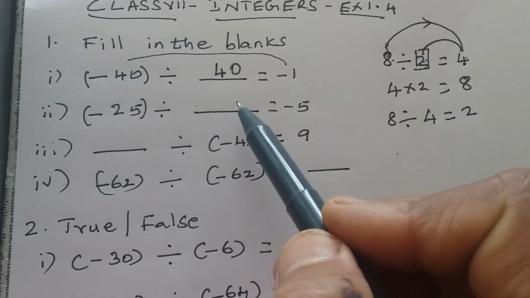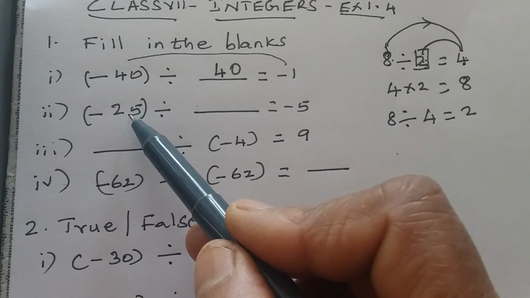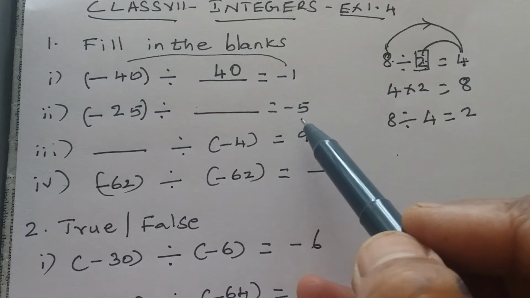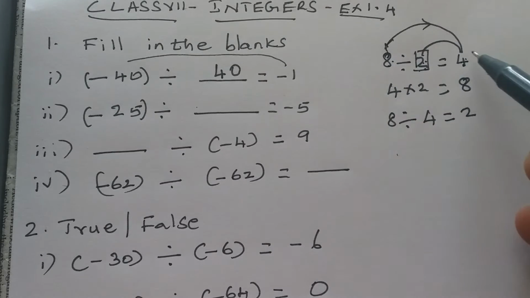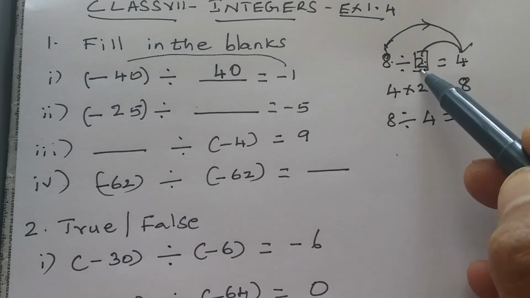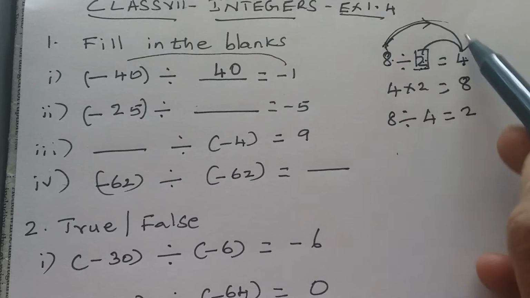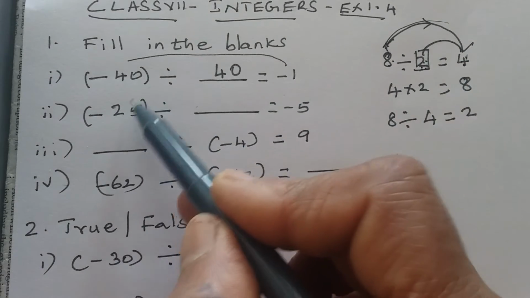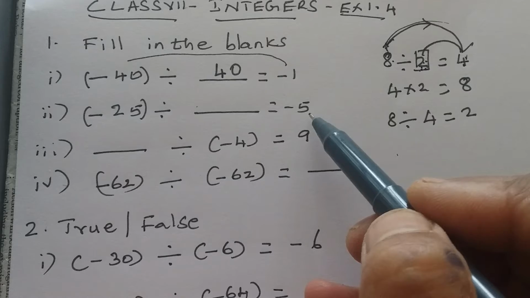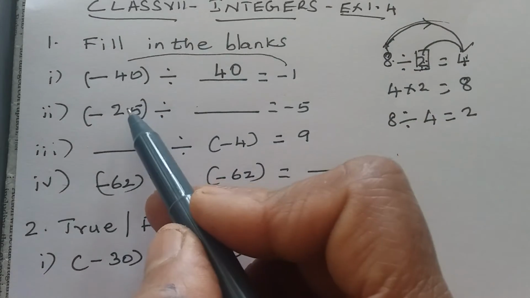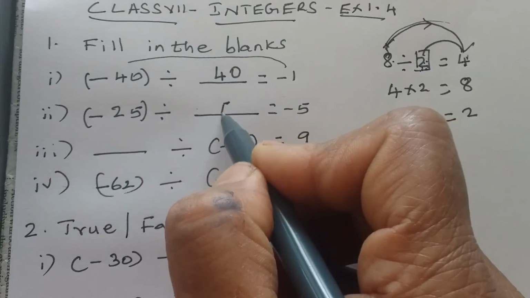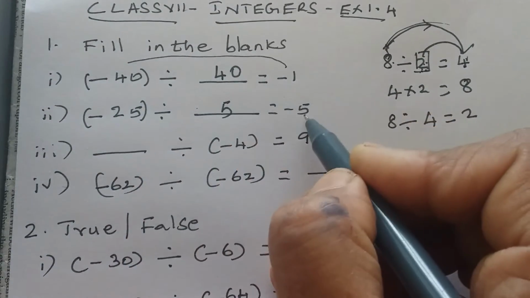Minus 25, by what number do we have to divide this minus 25 so that your answer is minus 5? Same thing, we have the dividend and the quotient, and we want the second number. So minus 25 divided by minus 5. Multiply the signs first: minus divided by minus is plus, and 25 divided by 5 is 5. So the number is 5.